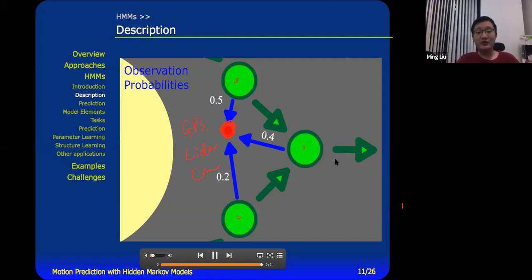Then what can you do? You will assign an observation probability. What's that? That's the emission model, right? That's the emission model. Also, emission model is this one, right? This is an emission model. Okay.